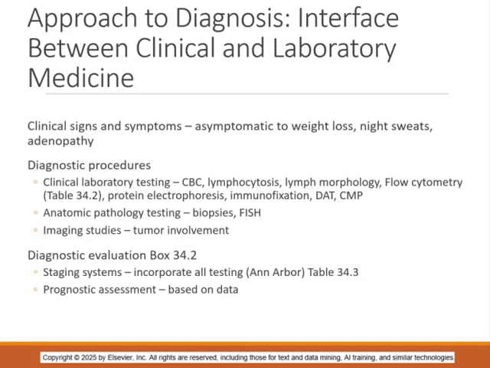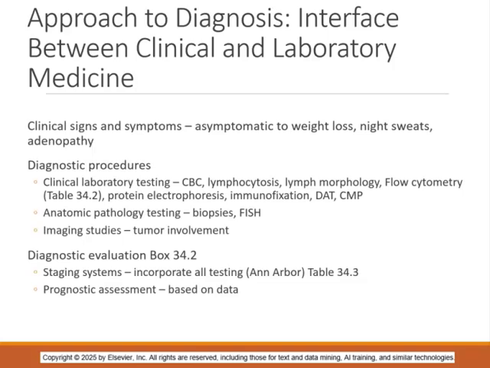So to make a diagnosis between the clinical and laboratory medicine, we have to look at the clinical signs and symptoms, which unfortunately we can't see all the time. So the patient comes to us for blood work. But usually the patient will complain of weight loss, night sweats, enlarged lymph glands, feeling full, an enlarged spleen, that kind of stuff. But sometimes they can be asymptomatic. Absolutely nothing. Table 34.2 will have all the different types of immunophenotyping that we could possibly see, which gives us an idea of the diagnosis as to what it is.